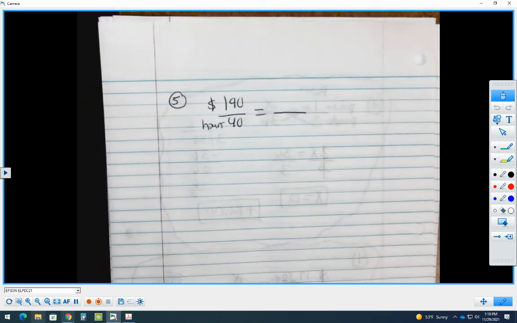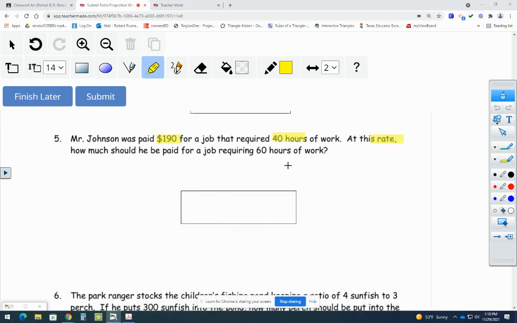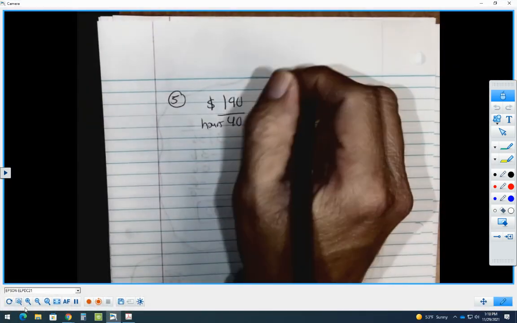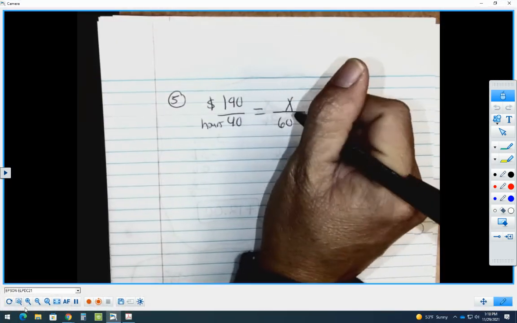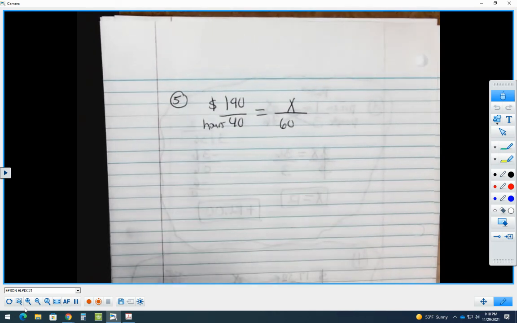And then let me go back. And we have 60 hours now. So 60 hours would go on the bottom. And next will be here. And then you do the same thing. I'm going to stop there.